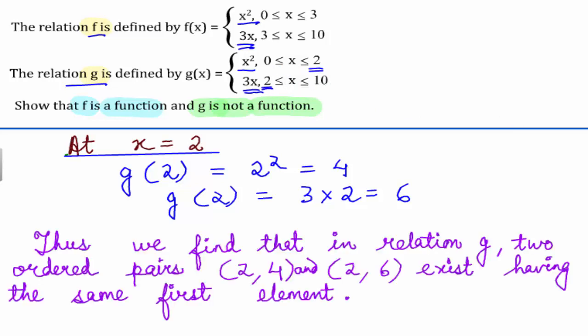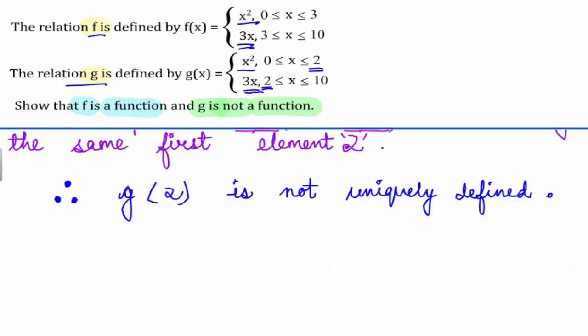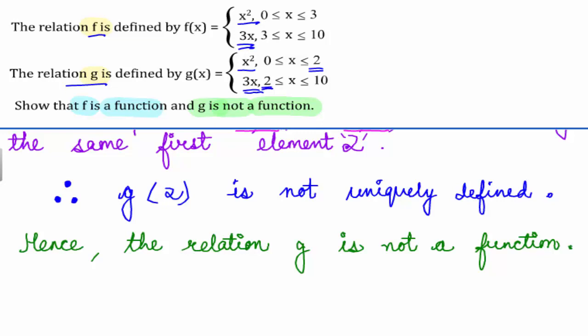Thus we find that in the relation g given, two ordered pairs (2, 4) and (2, 6) exist having the same first element 2. Therefore, g of 2 is not uniquely defined. Hence we conclude that the relation g is not a function. So this completes the solution of this question.